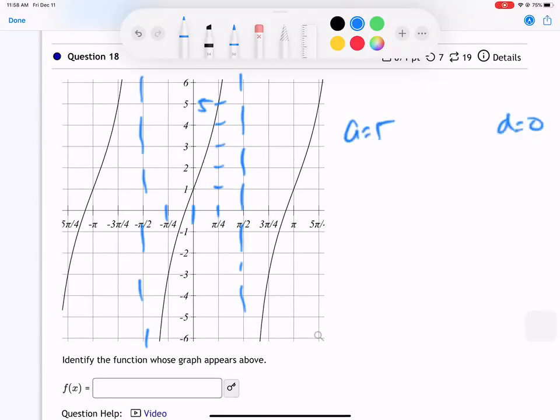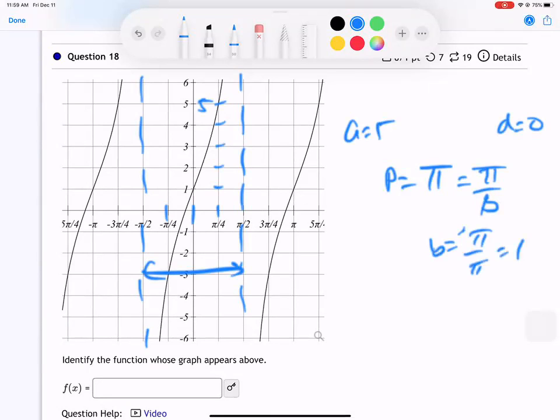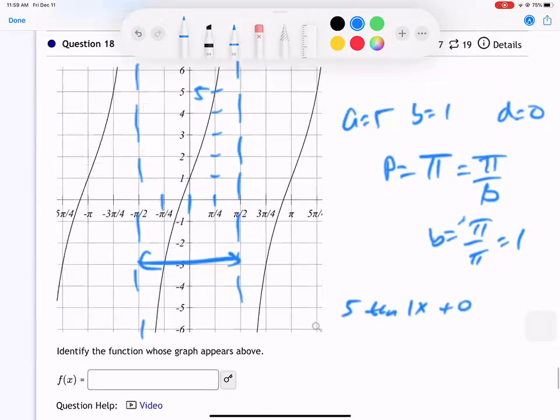Our d is equal to 0, and for the tangent, the period is here, negative pi to pi, is going to be pi. And our equation is pi over b. Careful about tangent. We said tangent was pi over b. Flip it, b is equal to pi over pi. That's 1. So b is equal to 1. We have everything we need for the equation. This is going to be 5 tangent of bx plus 0. You can go back and watch the video on how we graph tangent if you want help.